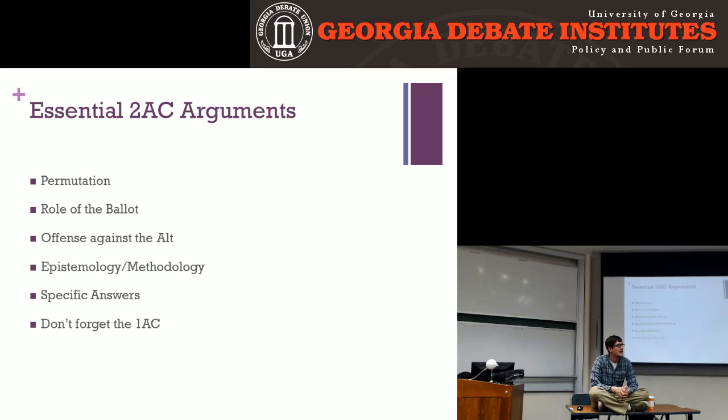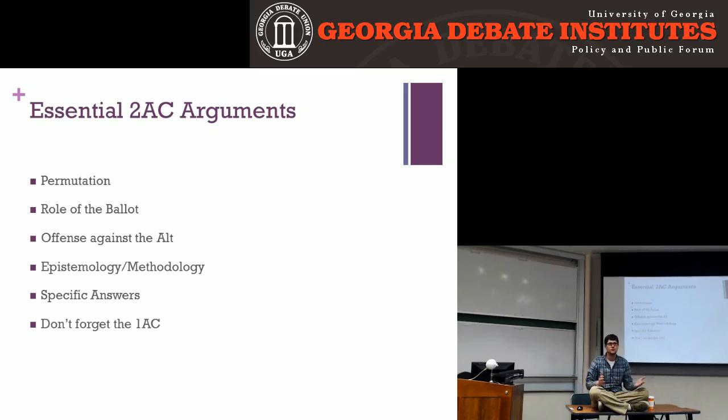In my opinion, the permutation you should read in the 2AC for the most part is perm, do the aff, and then portions of the text of the critique. You don't just say do both, because a lot of times the alternative includes things like vote negative or reject the aff. You can't combine that with your plan. Remember, you want to include all of the plan and part of the alternative, so do the alt is kind of a tough sell.